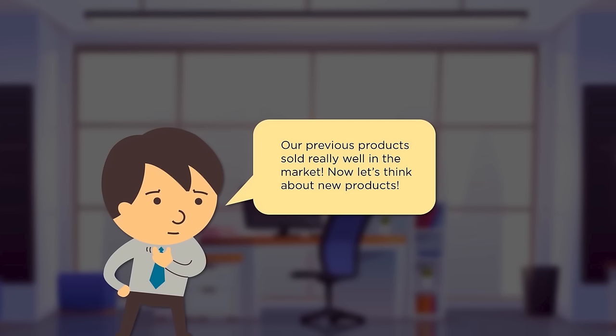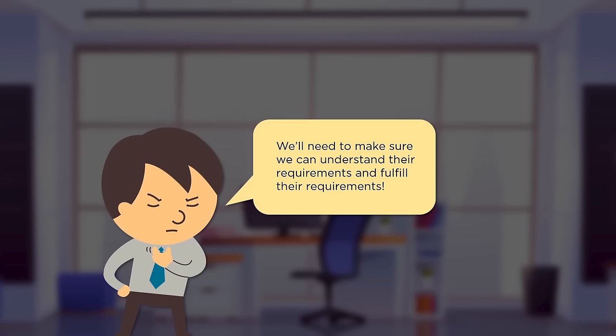So the scenario we are considering says our previous product sold really well in the market. Now let's think about new products. So we'll need to make sure we can understand the requirements and fulfill the requirements. Now, how do you do this? How are you going to understand the consumer requirements, user requirements, and how is that going to help the user to accomplish the requirement and fulfill the need, whatever it's required to be fulfilled?